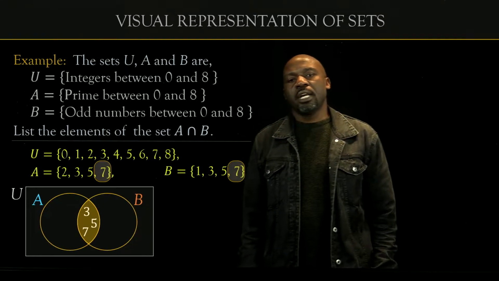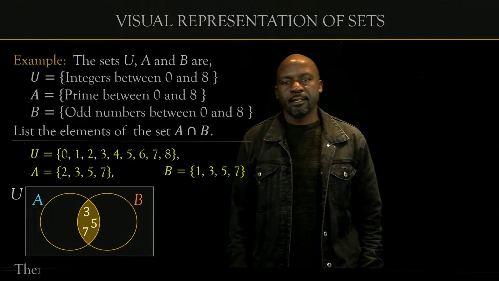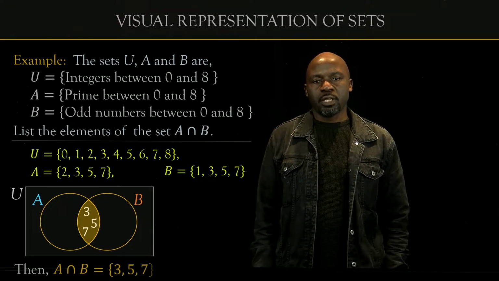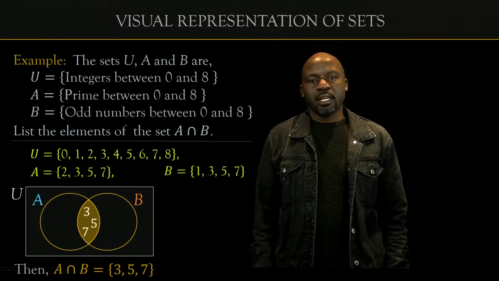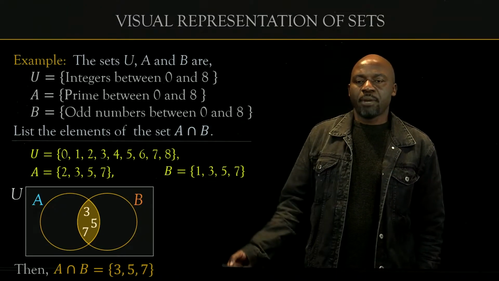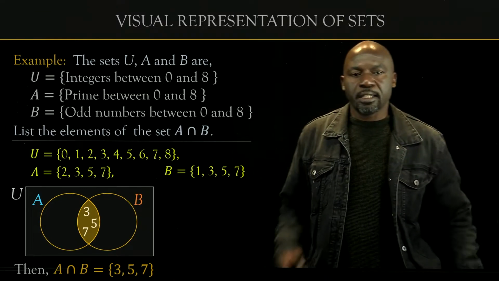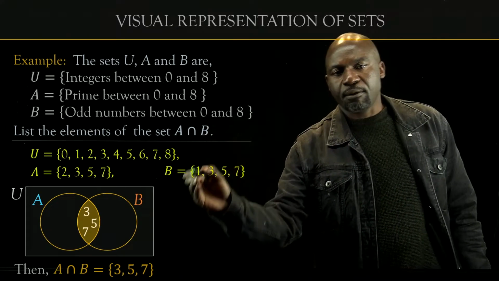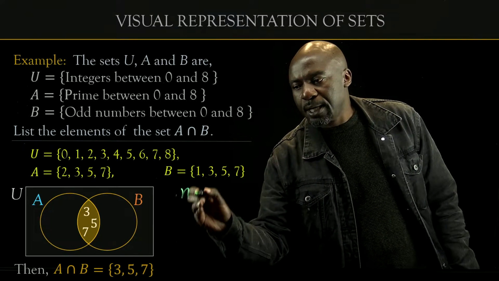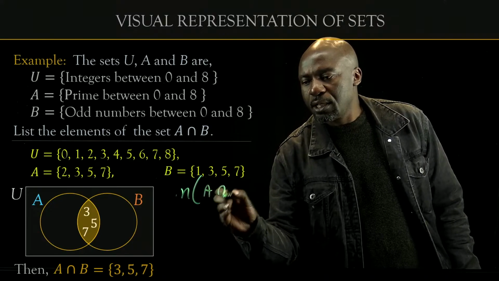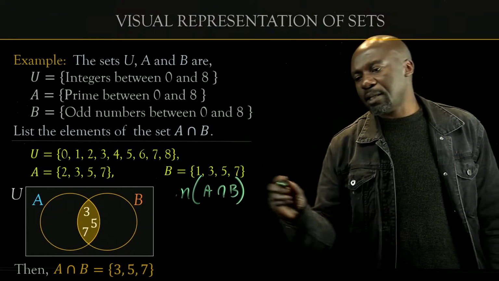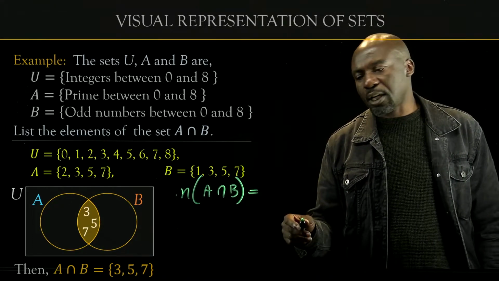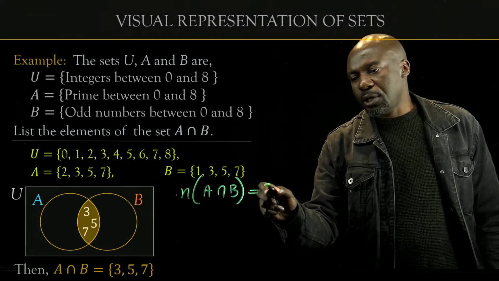So we can conclude that if we were to list the members of this set, we will say A intersection B contains 3, 5, and 7 as the elements. By the way, if somebody asks us for the cardinality of the set, we can quickly write that. The cardinality of the set refers to n of A intersection B. That means the number of elements in A intersection B. I think we just need to do this to keep track of what we have discussed earlier. So this would be 3.